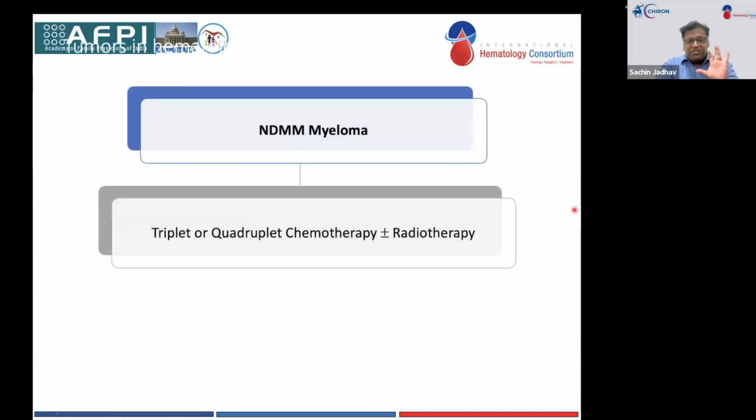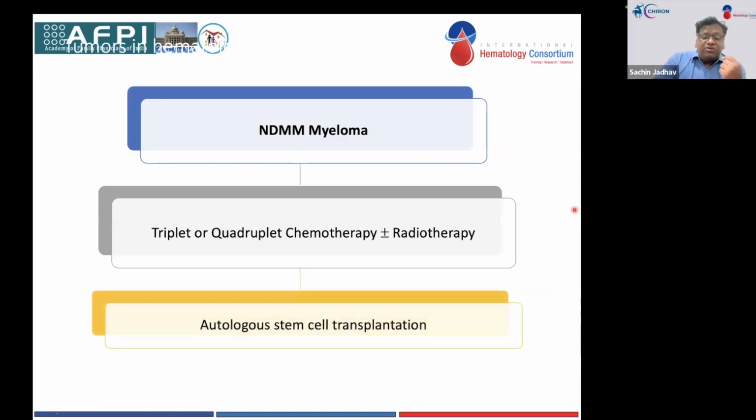We use a combination of three or four chemo medicines. If required for a lytic lesion, we give radiation. And when the disease comes under good control, we do an autologous bone marrow transplant. Autologous stem cell transplant means taking the patient's own stem cells, which is safer and effective. With this, on average, we can control the disease for 3 to 4 years.